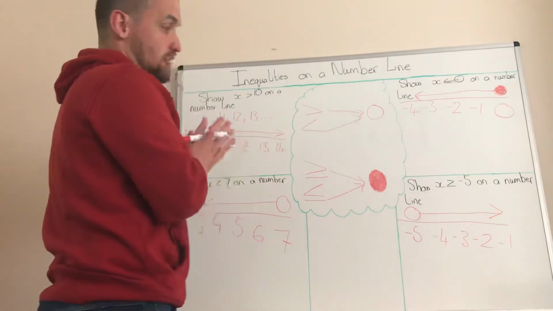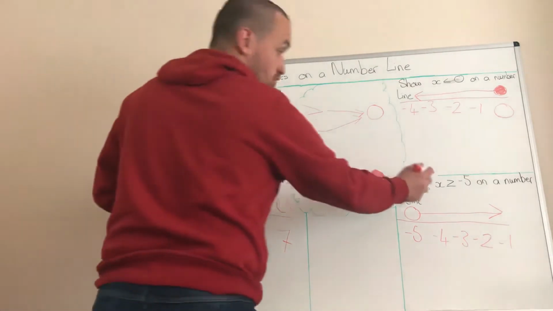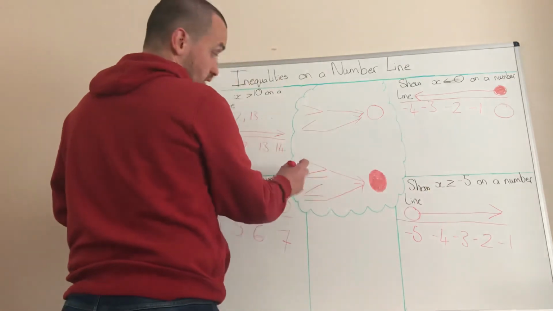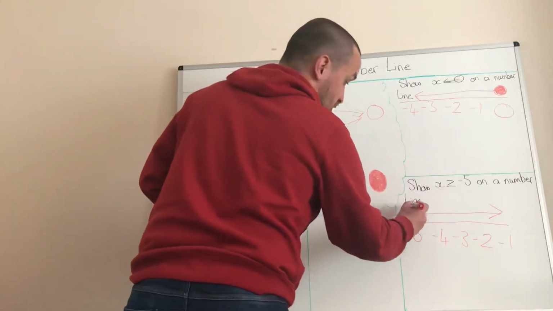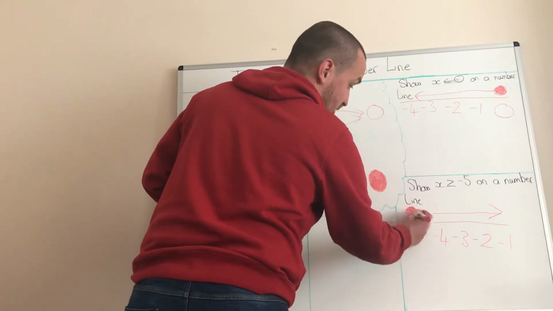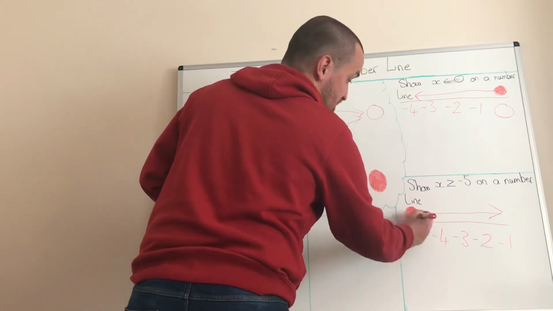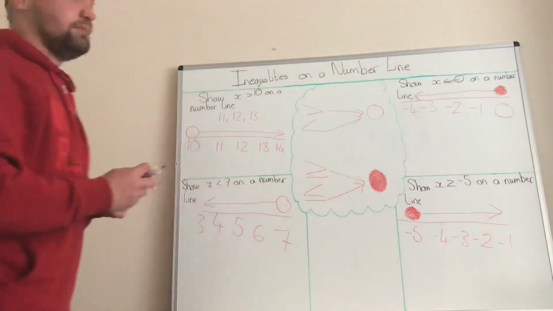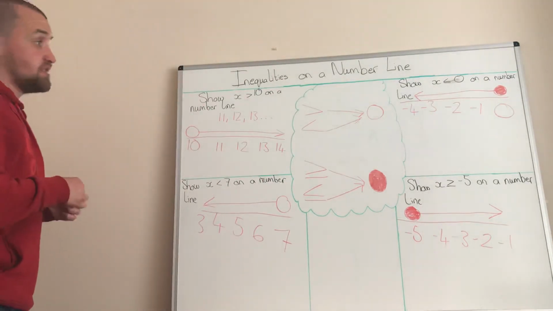Now what have I missed out on that last one? It's greater than or equal to, so it's a coloured in dot. As I said to you, it doesn't have to be perfect, it just has to be obvious that the dot's coloured in.